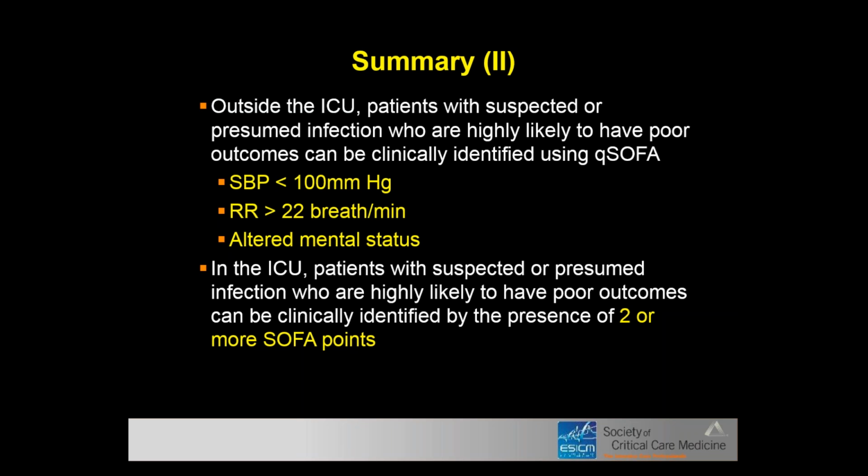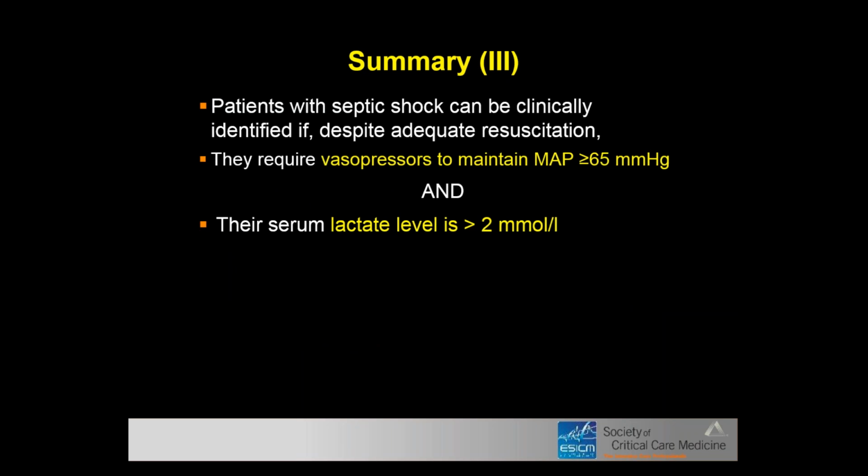In the ICU itself, however, these abnormalities may be changed because we control respiratory rate, we control the blood pressure using medications, and we tend to sedate patients so the mental status may not reflect the true condition. However, patients with suspected or presumed infection who are likely to have poor outcomes in the ICU can be clinically identified with 2 or more SOFA points.